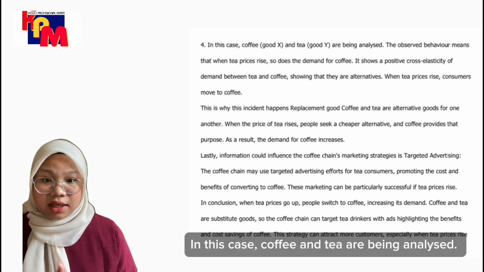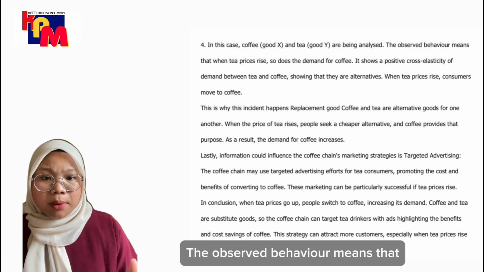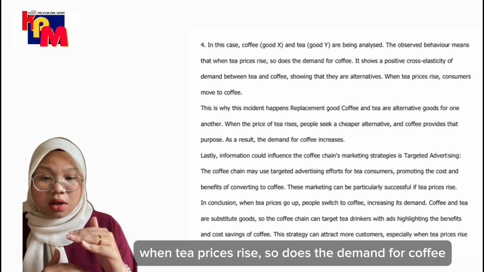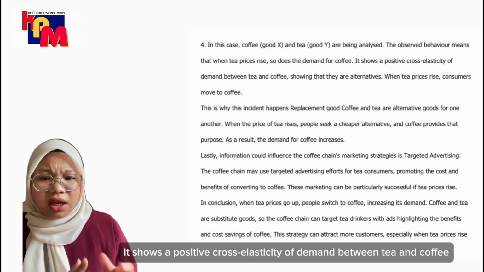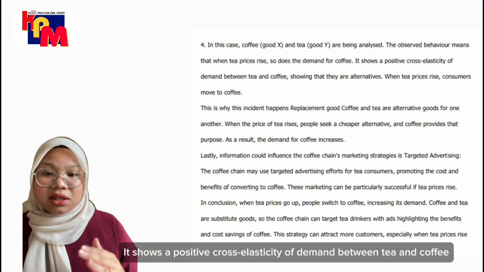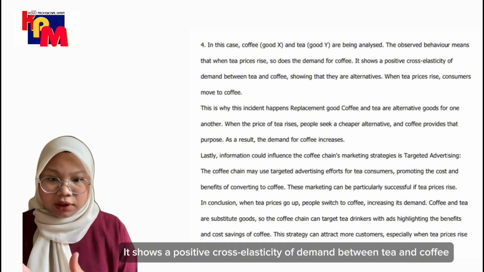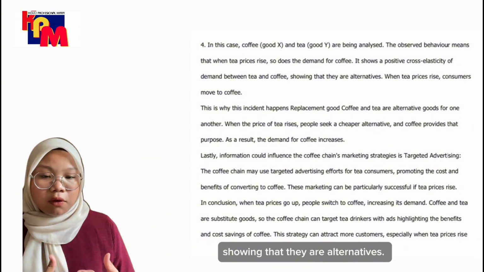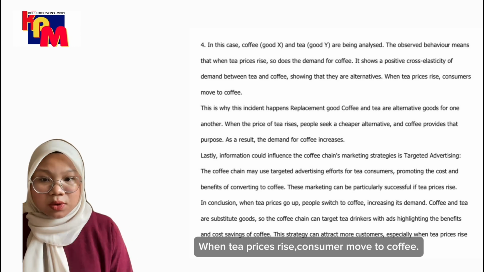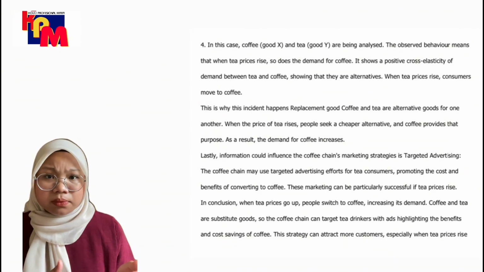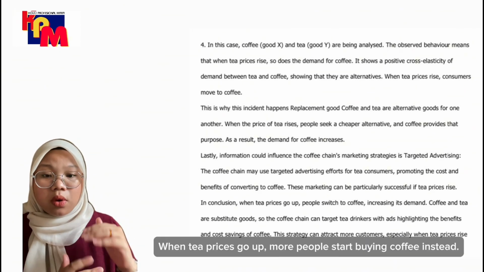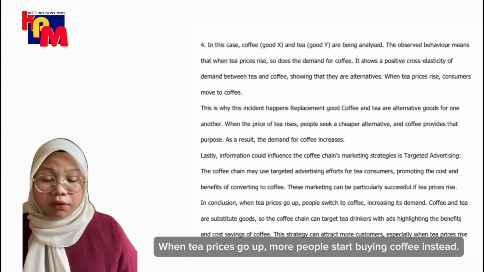In this case, coffee and tea are being analysed. The observed behaviour means that when tea prices rise, so does the demand for coffee. It shows a positive cross elasticity of demand between tea and coffee, showing that they are alternatives. When tea prices rise, consumers move to coffee. So that means when tea prices go up, more people start buying coffee instead.